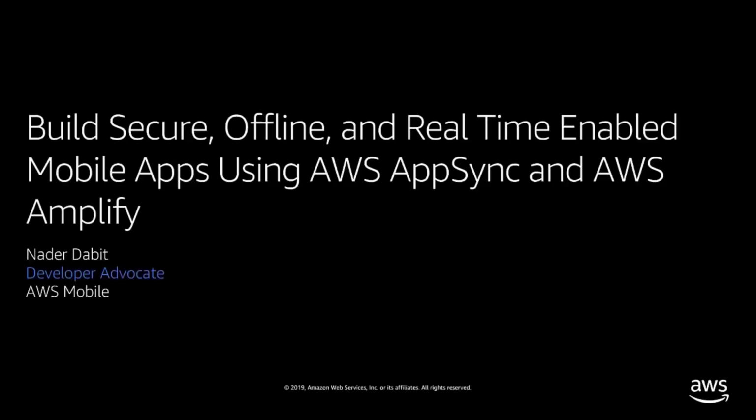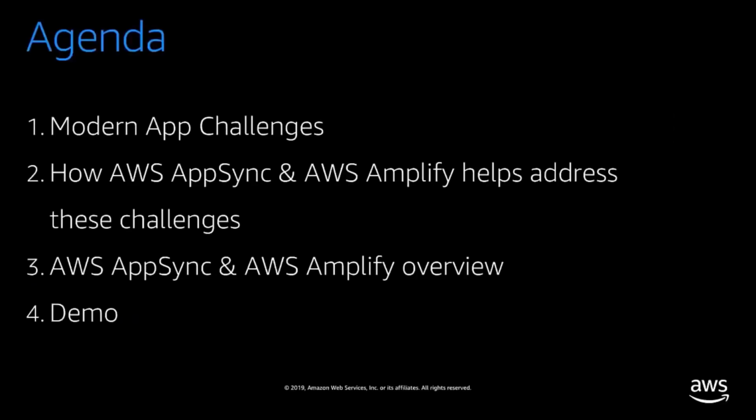So the agenda for today is we're going to talk a little bit about some of the challenges that you face in modern applications. We'll also talk about how AWS AppSync and how AWS Amplify help address some of these challenges. We'll look at how AWS Amplify and AWS AppSync work. So we'll give an overview of those two technologies. And then we'll demo how to actually implement this in the real world.